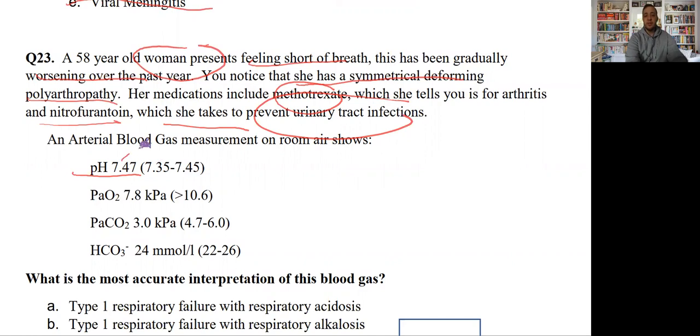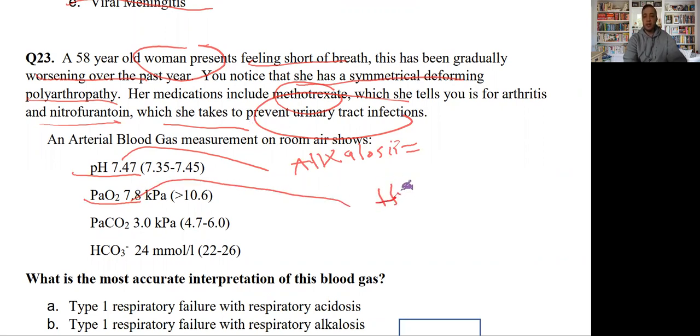This represents alkalosis, or alkalemia, to be more accurate. It's called alkalemia rather than alkalosis. And PaO2 is 7.8 on room air. This represents hypoxemia, and PaCO2 is 3. It is below the normal range, so this represents respiratory alkalemia.